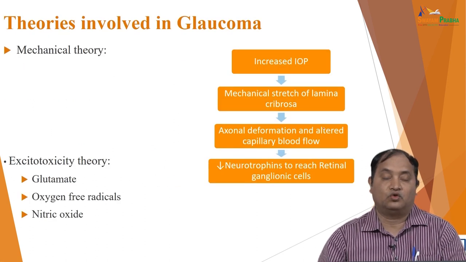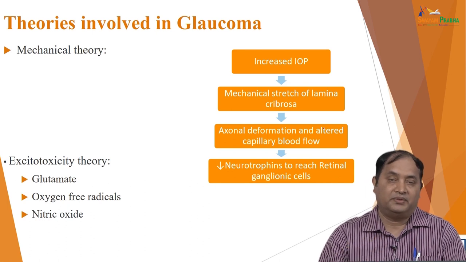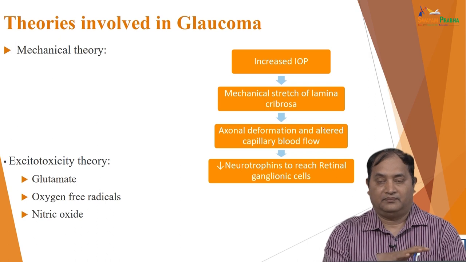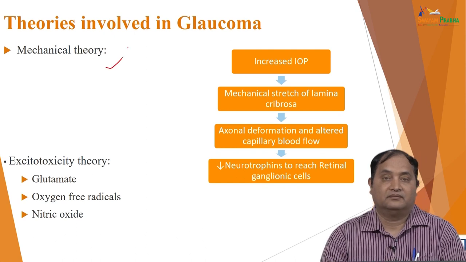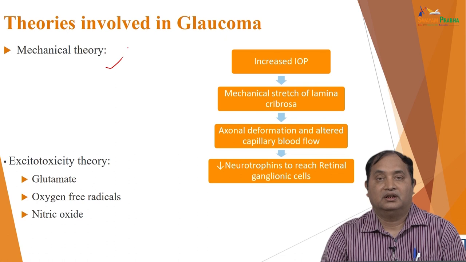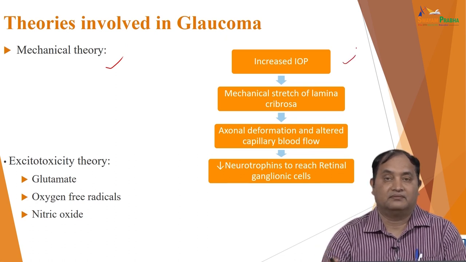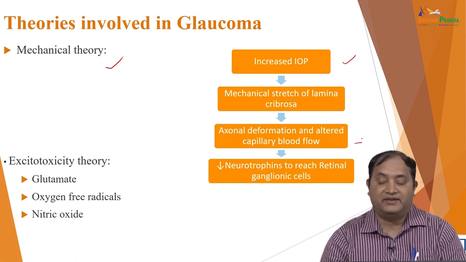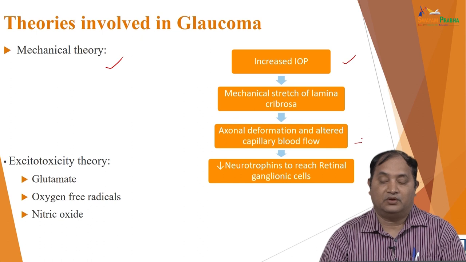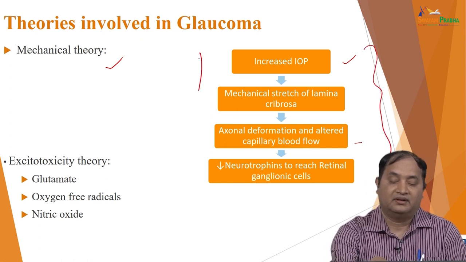Now, there are many theories of glaucoma on why intraocular pressure rises following this pathogenesis. If you look at the theories, one is the mechanical theory. In the mechanical theory, the reason for increased intraocular pressure is mechanical stress to the lamina cribrosa, or there is axonal deformation with altered capillary blood flow, which results in decreased neurotrophic supply reaching the retinal ganglion cells. So these pathogenic changes take place because of increased intraocular pressure.